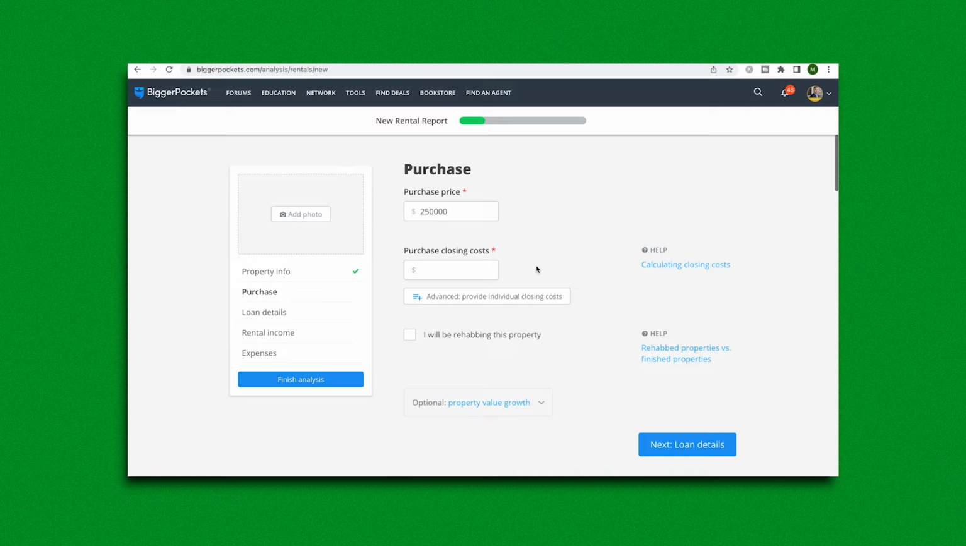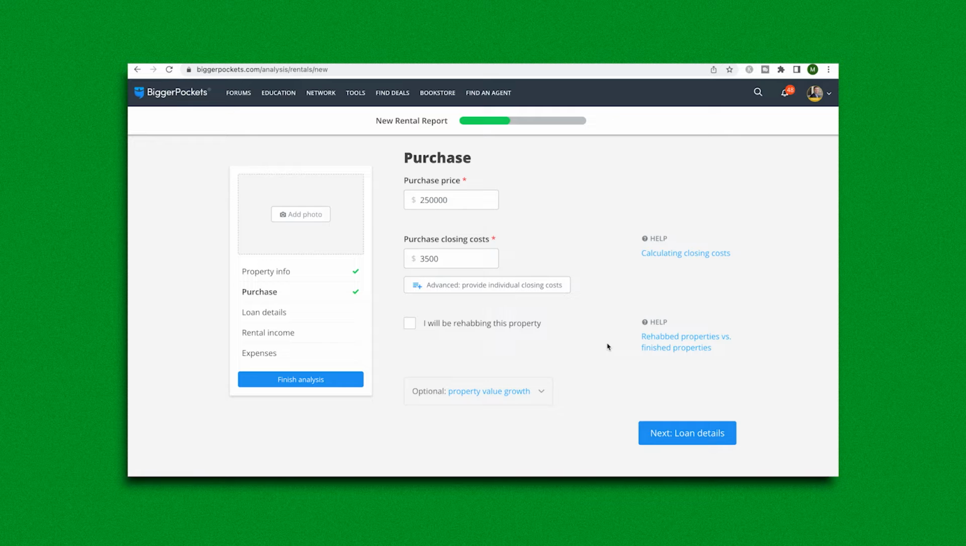Now, the great thing about these calculators is it really helps you to not miss anything. A lot of people forget things like closing costs, right? If you're an investor looking for a deal, you can't forget about this stuff. This is part of your cash outlay. So we'll just say that your closing costs are going to be $3,500. It could be different depending on your area.